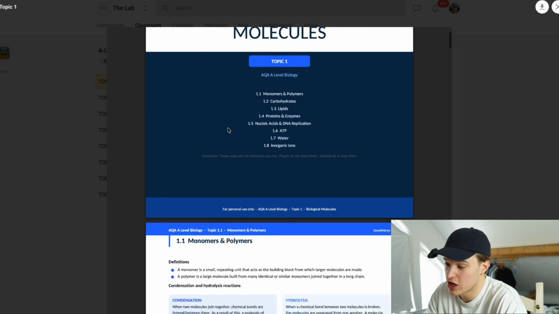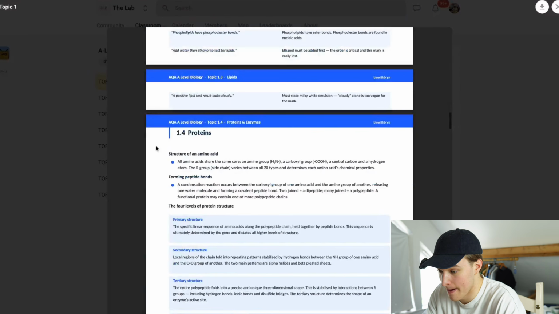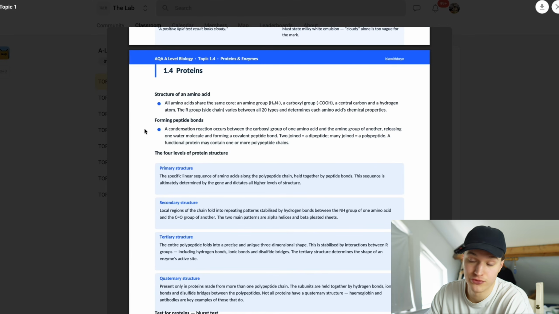So I'm going to go on to topic 1, let's say. And these are the notes here. So how would you actually go about using your notes? Let's say I want to learn about proteins. We have the specification in note form here, but how would I go about learning this? Because I always say, don't just read notes, learn from them.